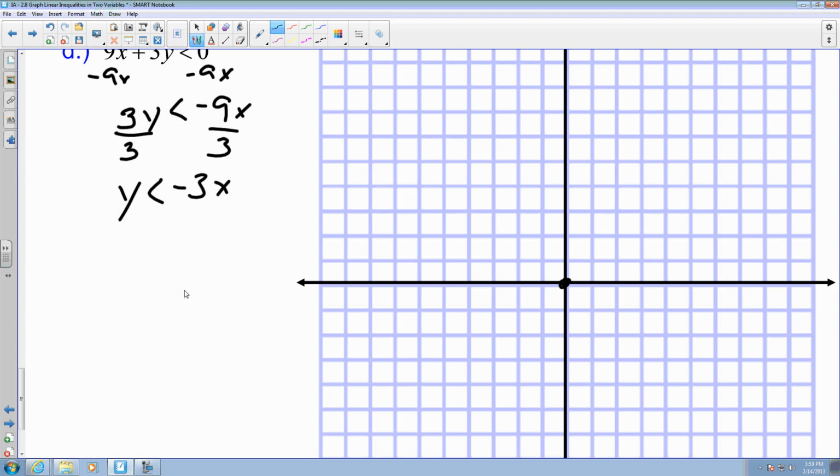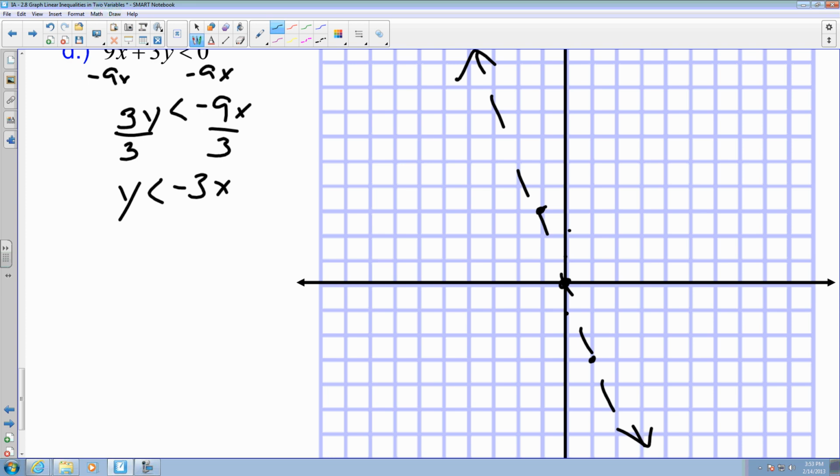So I could either go down 3, 1, 2, 3, to the right 1, or I could go up 3, 1, 2, 3, to the left 1. Either way, still going to get the same line. It's going to be a dashed line. But the only thing that's going to be different here is that I cannot use the origin to help me do my shading because my origin is part of my boundary line.